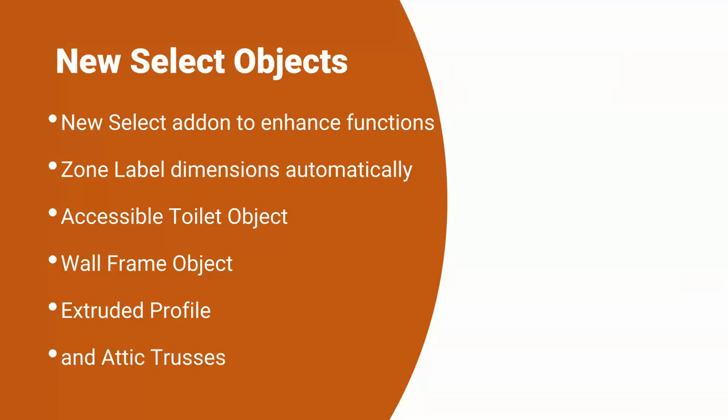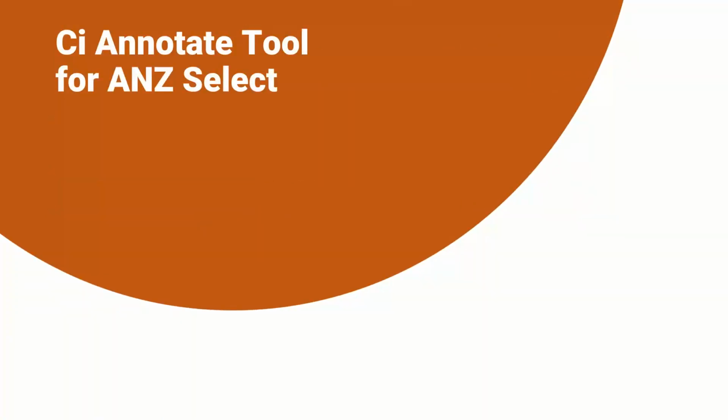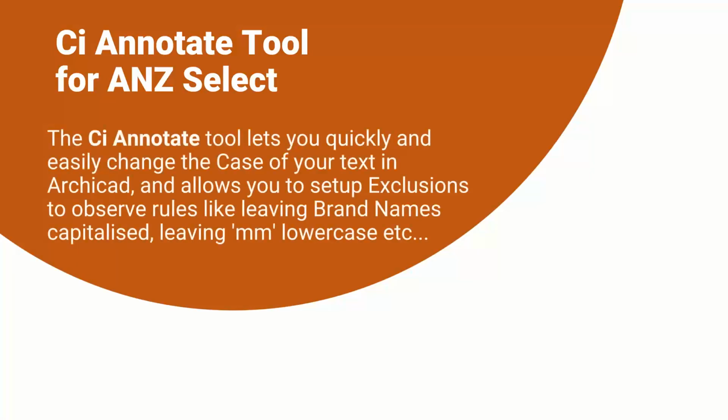All right, so that's the new select objects. And then the final new thing is the CI Annotate tool, which you may know of, you may have heard about. We released it with Archicad 24 last year, and the CI Annotate tool is now available to all New Zealand Select customers and to all Australian Select customers who pay their Select annually.